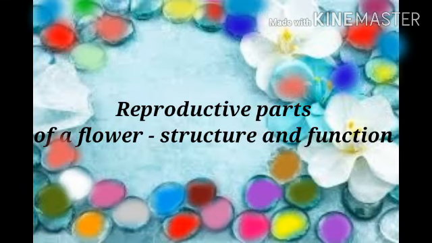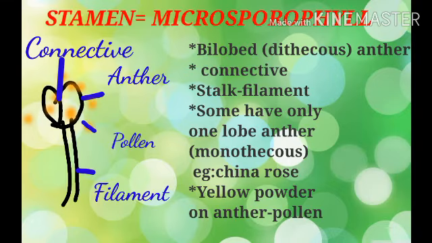Now next we have to study in detail the sexual reproductive parts of a flower. First we come to the androecium, which is made up of stamens. Now a stamen has three main parts, as I already mentioned. The first part is the anther. The anther is a bilobed structure seen at the tip of the stamen, and this portion is connected with a stalk which is called the filament.